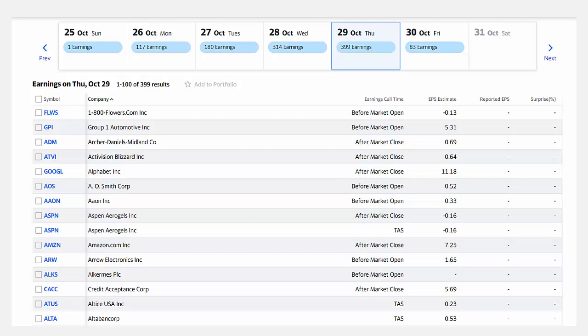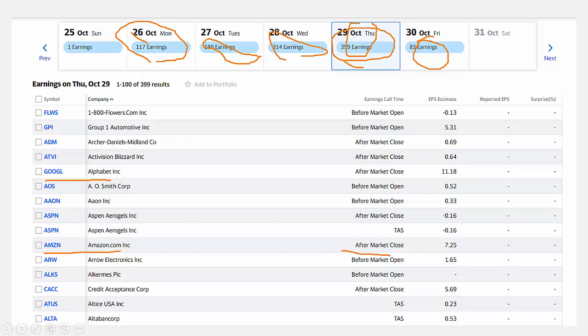And we see the earning reports for this week. On Monday, 117 companies release results. Tuesday, 180. Wednesday, 300 plus. Thursday, 399. And then Friday, there are 83 companies release results. And especially Thursday, you see Google will release results. Amazon will also release results after market.